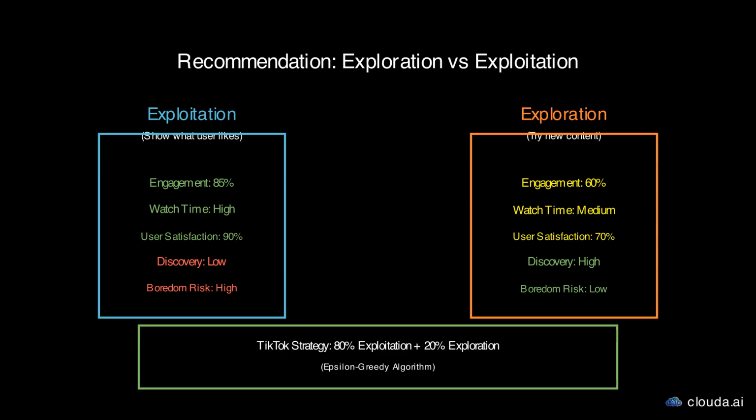Exploration means trying new content types, different creators, or trending topics. Engagement drops to 60% because some content misses, but it helps users discover new interests and prevents long-term boredom. TikTok uses an epsilon greedy algorithm. 80% of your feed is exploitation, showing proven content, while 20% is exploration, testing new videos.